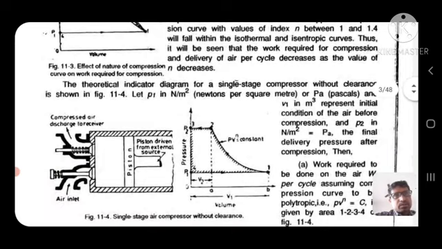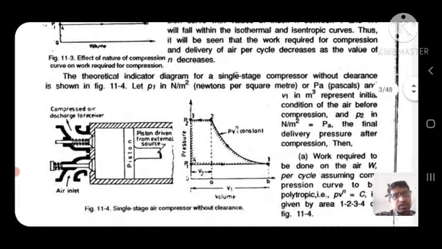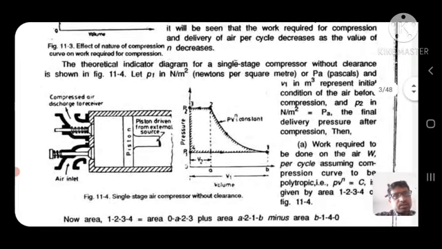A compression curve with values of index n between 1 and 1.4 will fall between the isothermal and isentropic curves. Thus, it will be seen that the work required for compression and delivery of air per cycle decreases as the value of n decreases.